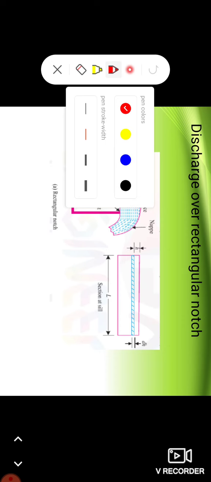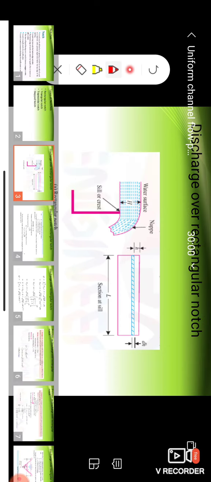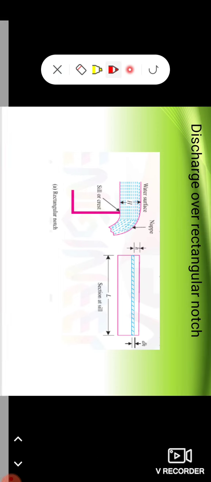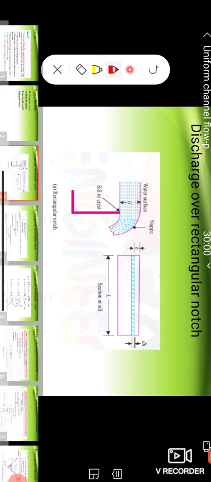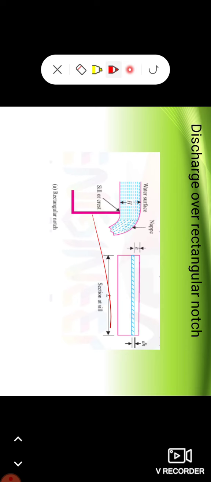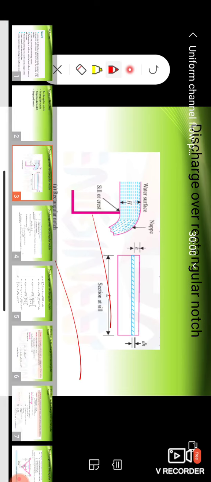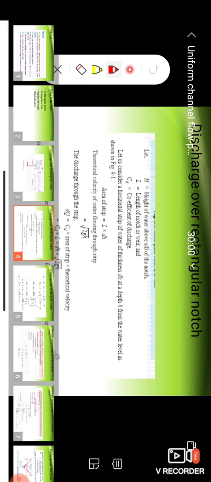So here we can easily see the crest or sill level, and the water surface is nothing but the nappe, shown clearly, and it's a rectangular section. So when the water flows over a rectangular section, what is the expression? Now we are going to derive the expression for the rectangular notch. Okay, let me move to the next slide.